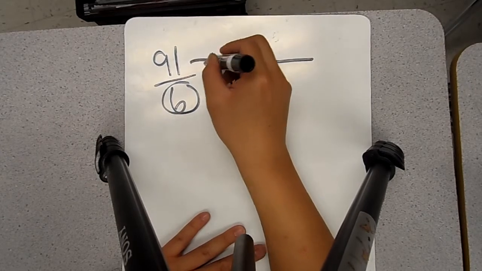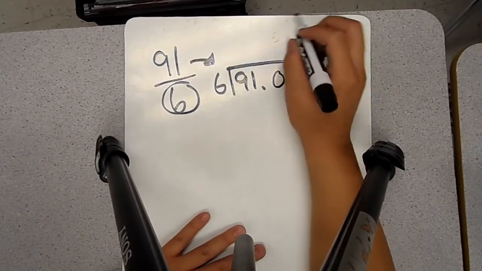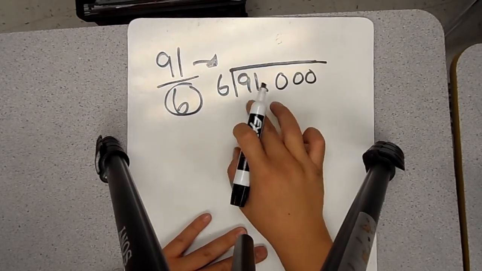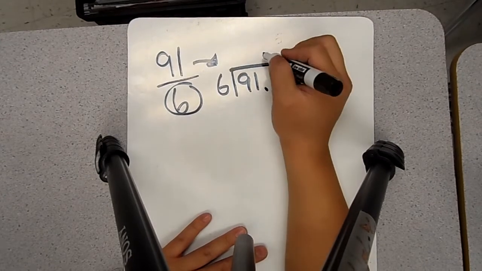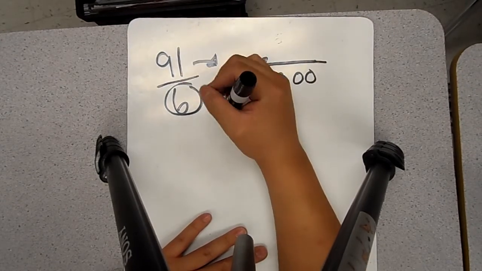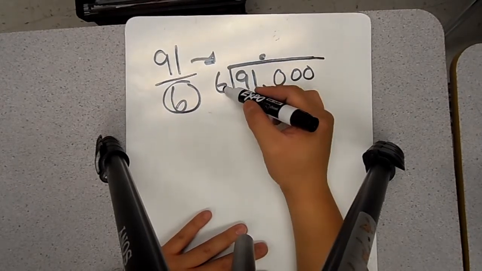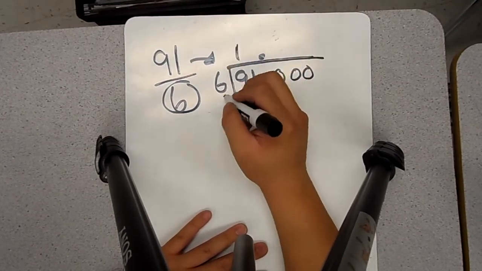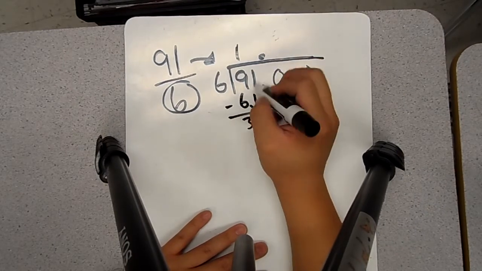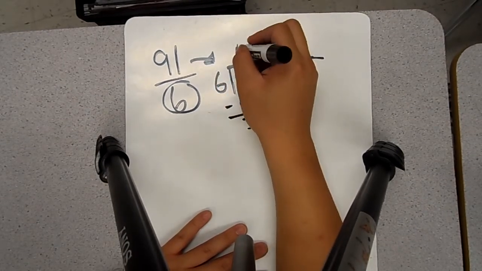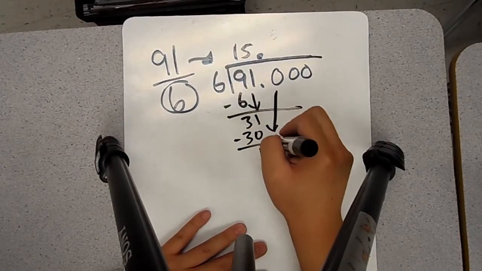Now, just like before, you're going to add a decimal and 3 zeros. Even though the inside number is larger than the outside number, you still want to add a decimal and 3 zeros because we're converting this to a decimal. So, and then we're going to divide again. 6 goes into 9 one time. Subtract that. That's 30. Then you bring down the 1. 31. 6 goes into 31 5 times. That's 30. Subtract that again. Put a 1. Carry this down.